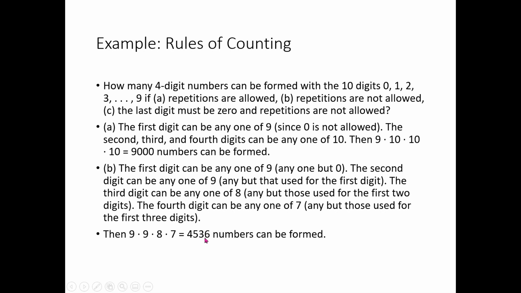So 4536 different numbers can be formed. I am multiplying 9 into 9 into 8 into 7. So you can see that if repetitions are not allowed, there are fewer possible options. For example, if repetitions were allowed, we had 9,000 different ways, but if repetitions are not allowed, then we are left with 4536 different ways to form 4-digit numbers.